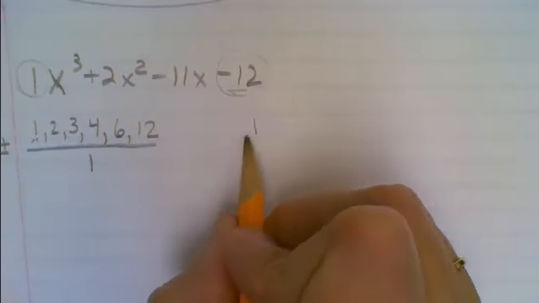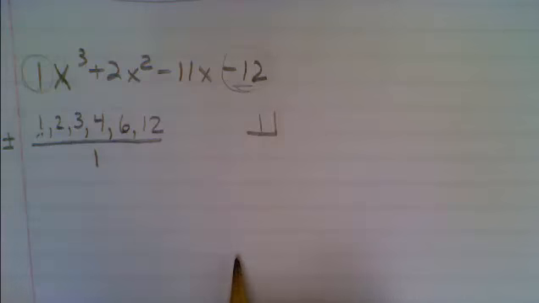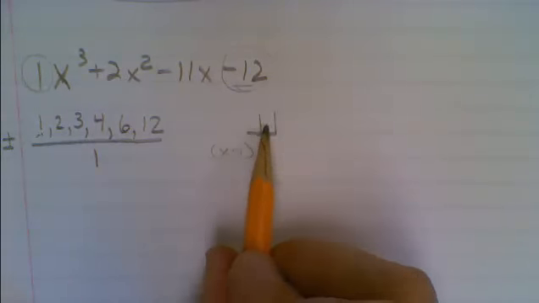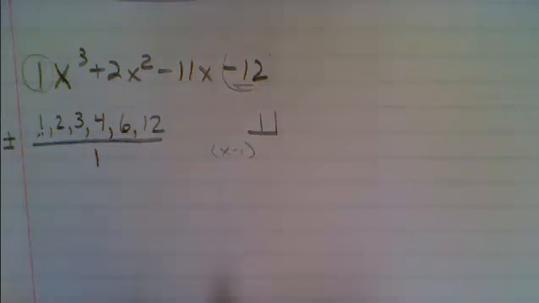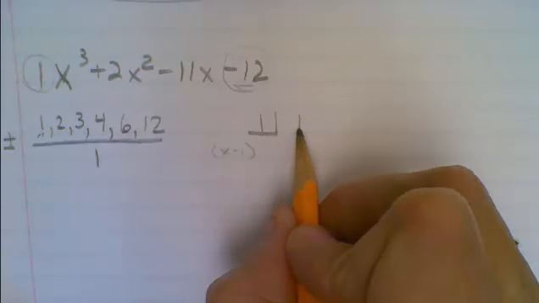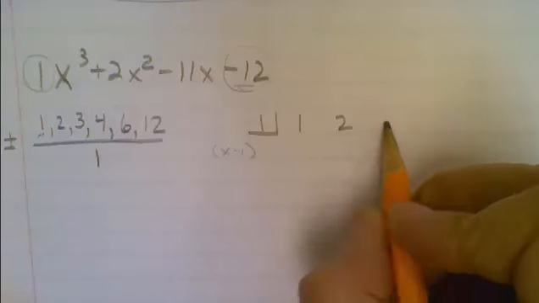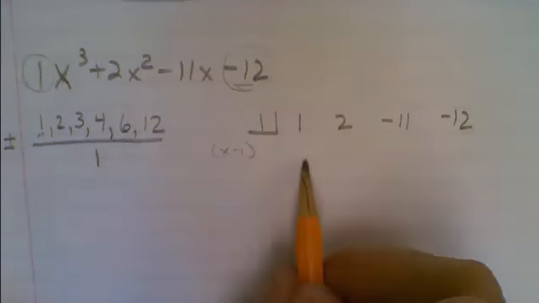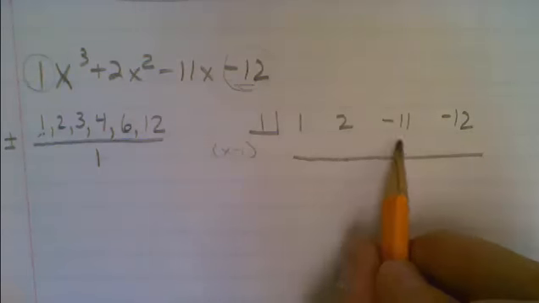So let's try 1. You put the box there. 1 is my root, which means x minus 1 would be my factor. So if it works, then x minus 1 would be the factor. We put our coefficients, 1x to the third, 2x squared, negative 11 x's, and negative 12. So I draw a line, leave a space here.